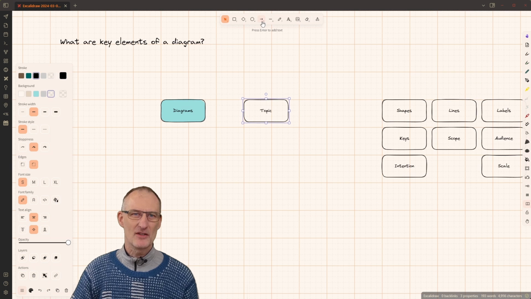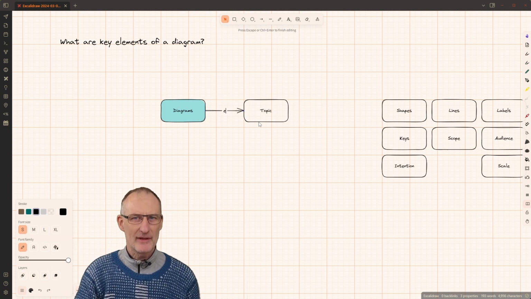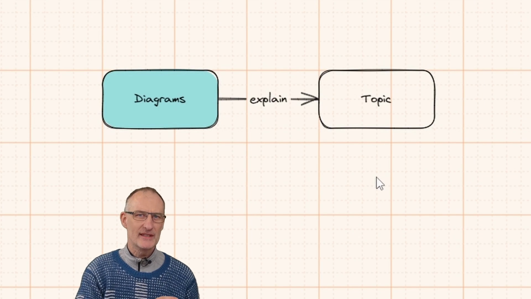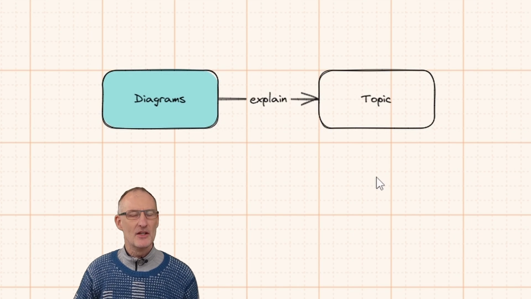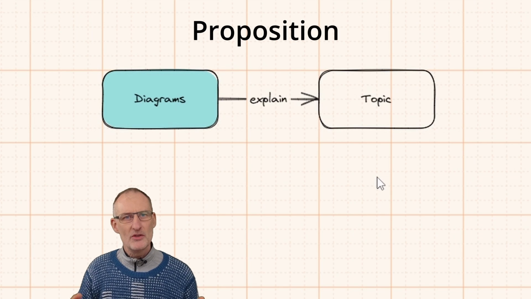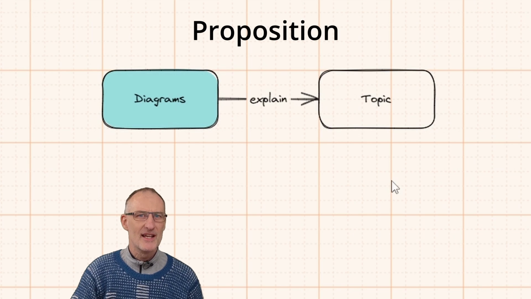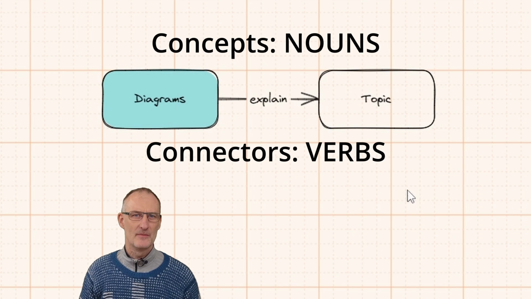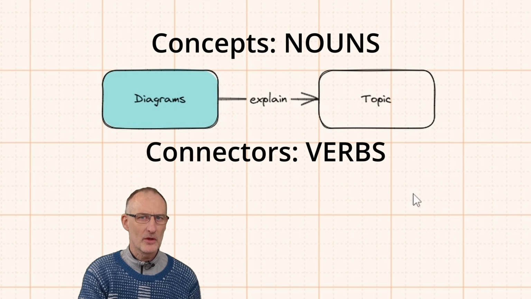Let's start to add concepts to our map from the parking lot. For example, diagrams explain topics. Notice how I added an arrow pointing from the diagram to the topic with the label explains. Two concepts connected by an arrow form a proposition. You should be able to form simple sentences by combining the two concepts and the connecting label following the direction of the arrow. Concepts are often nouns, while connectors are verbs.